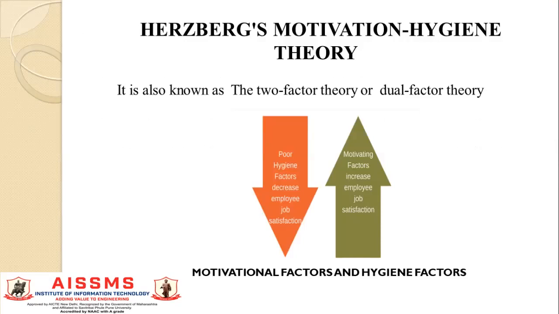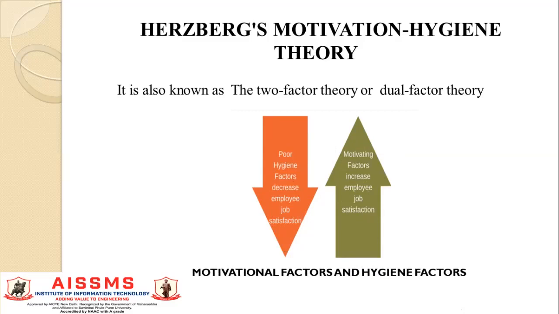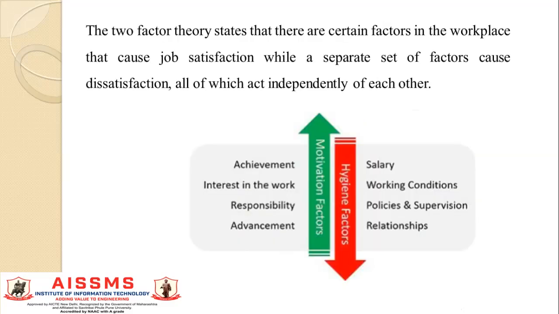The two factors are the motivating factors, which actually increase the employee's job satisfaction, and the hygiene factors, which, if not provided properly, may decrease the employee's job satisfaction. Because of these motivational factors as well as hygiene factors, this theory of Herzberg's is known as the dual factor theory or the two-factor theory.